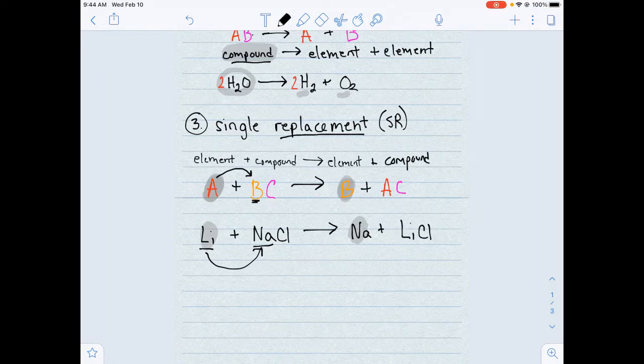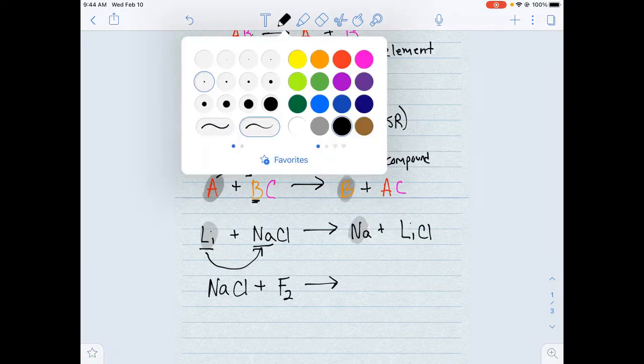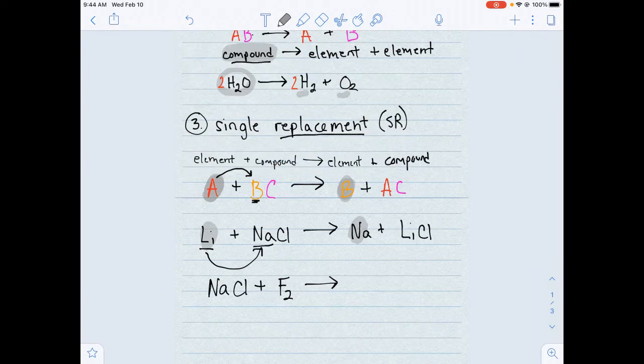Now, another example of a single replacement, you can have nonmetals doing single replacements. So for example, I can start off with sodium chloride, and I can add to sodium chloride fluorine. Okay, and I end up then, fluorine is a nonmetal, so it's going to end up kicking out the nonmetal in the compound. Element plus compound gives you element plus compound. So the fluorine is going to replace the chlorine, and you end up with sodium and fluorine now going together, and you end up with chlorine by itself.